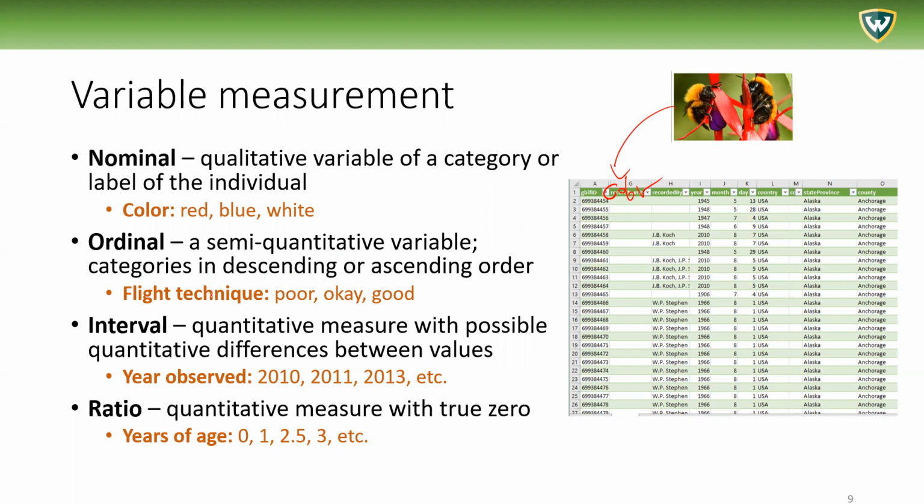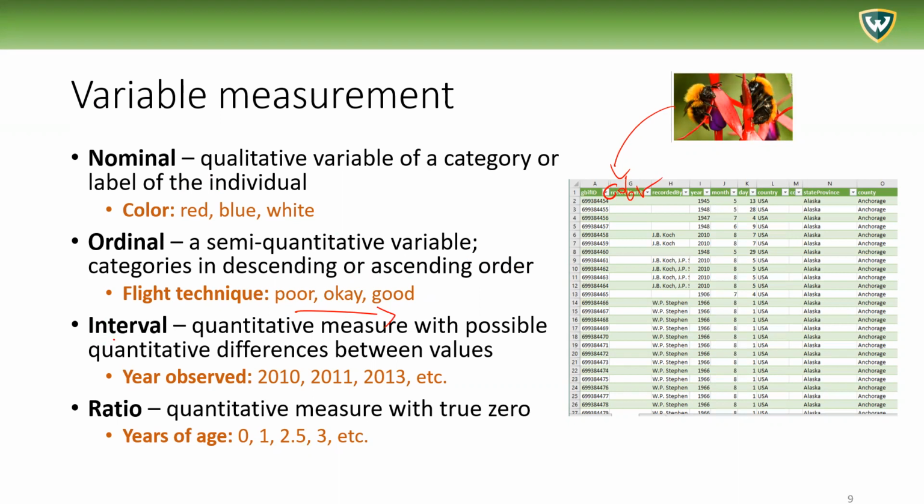One variable may be a flight technique, or some kind of flight performance of the bee, to see if they're flying well. And you may measure this variable as either poor, okay, or good. So these are three category ordinal variables. Although they are categorical, there is some relation of ascending or descending between them, right? To the right is better, which doesn't exist in the purely nominal type of variable.